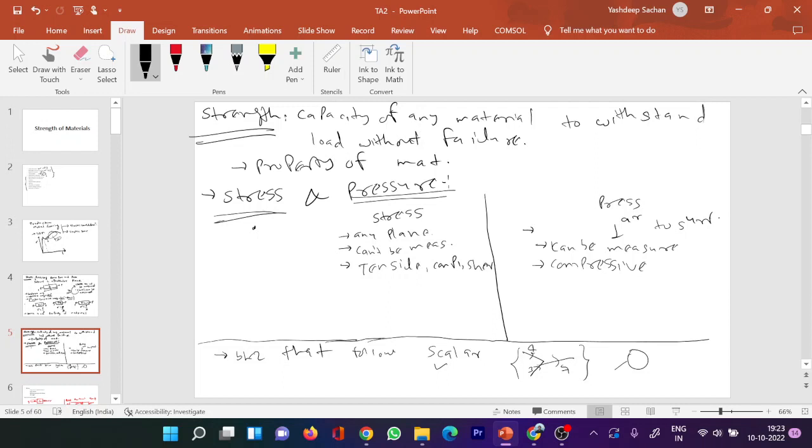And another difference: pressure occurs external to the system, stress is internal. Pressure at a point will have the same value in all directions, because in any direction we measure, it will be the same. But for stress, if we change the direction, it will be different at a point in different directions. Here it will be the same.